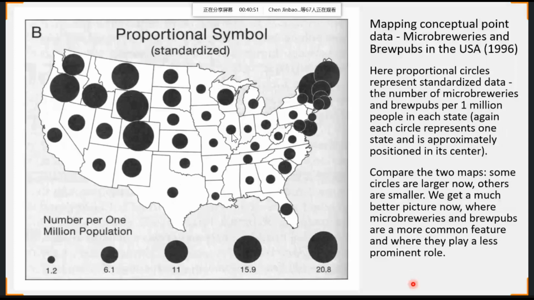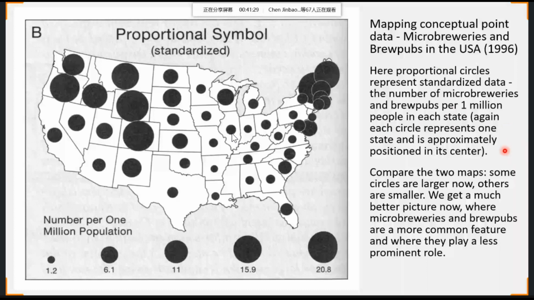Now, this is the standardized map, and you immediately see the situation is quite different now. It's the same data. So we are mapping conceptual point data. It's again microbreweries and brew pubs in the United States from 1996. Here, proportional circles represent standardized data: the number of microbreweries and brew pubs per 1 million people in each state. Again, each circle represents one state and is approximately positioned in its center.